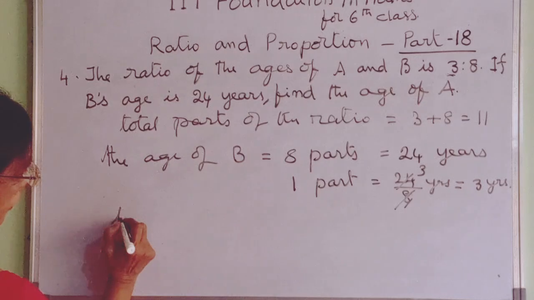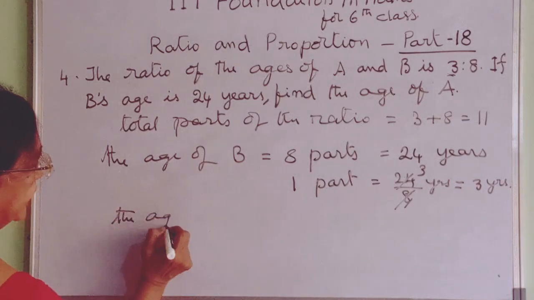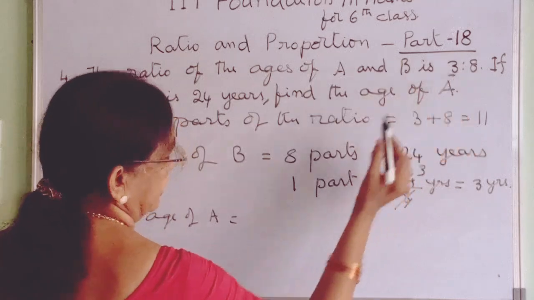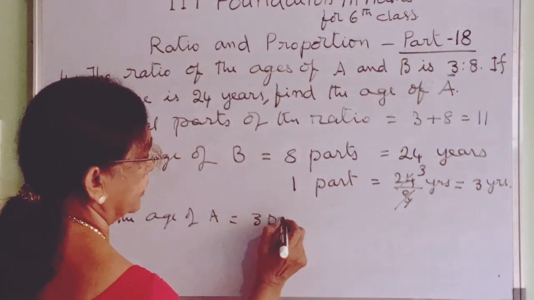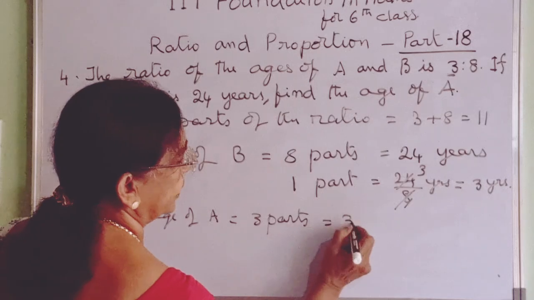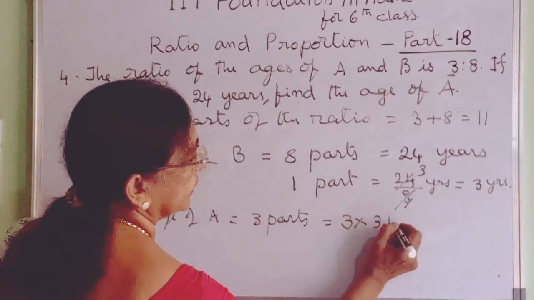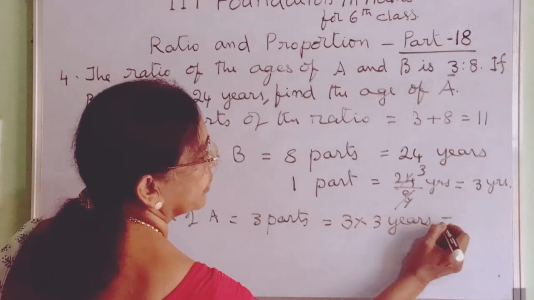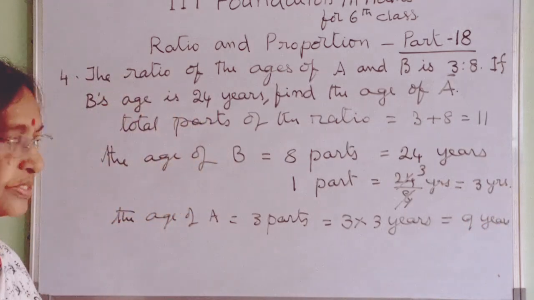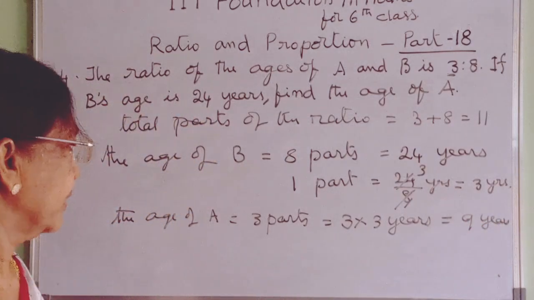Now the age of A, in this ratio, is equal to 3 parts. Each part is equal to 3 years. Therefore 3 parts is equal to 3 into 3 years, which is equal to 9 years. Therefore the age of A is equal to 9 years.